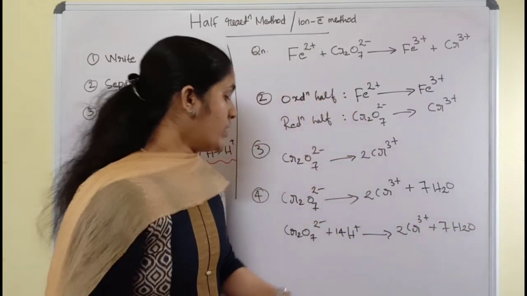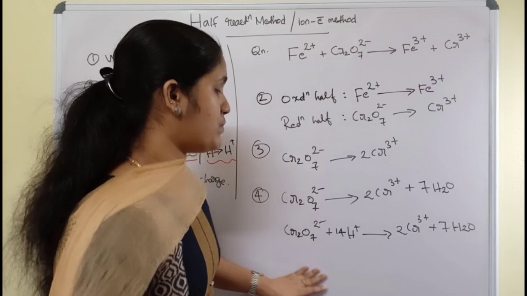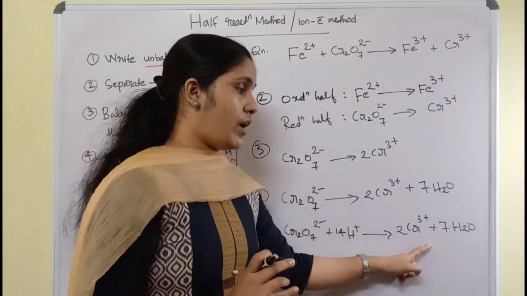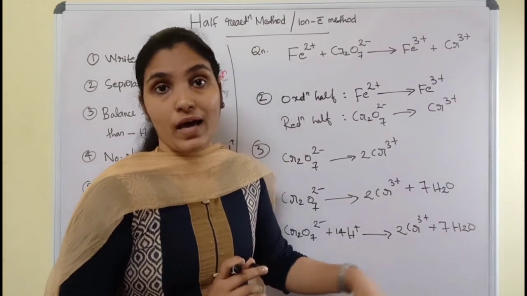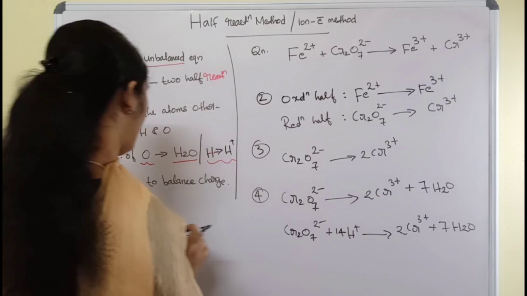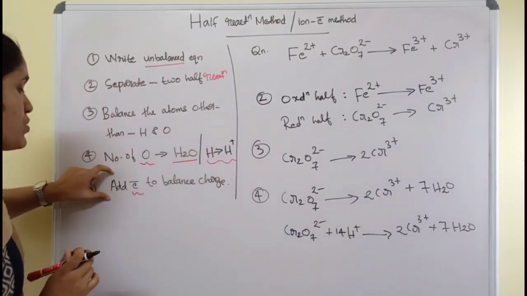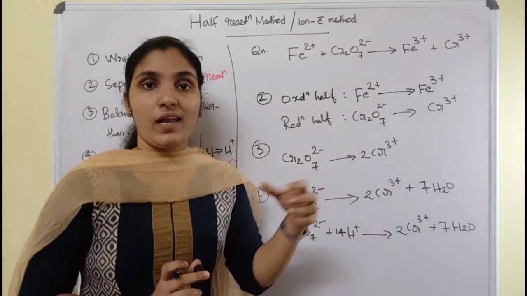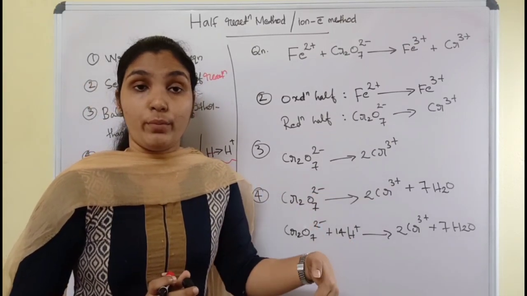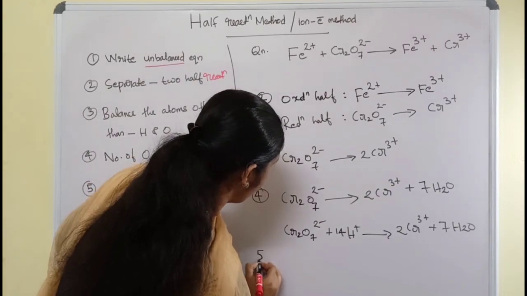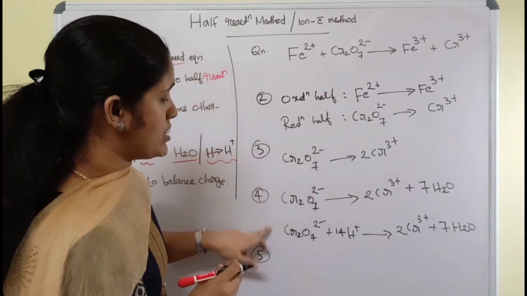That means now all the atoms are balanced, including the main atoms, then hydrogen, oxygen, everything is balanced. And now the next step is to balance the ionic charges. That means we have to add a sufficient number of electrons to balance the charge. Okay, so let's rewrite the equation. Moving to the fifth step.